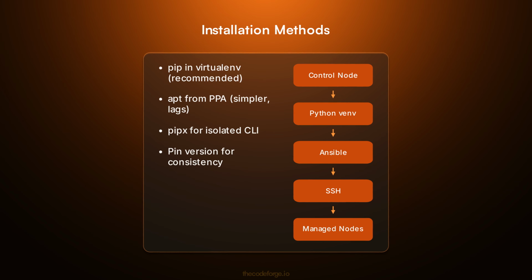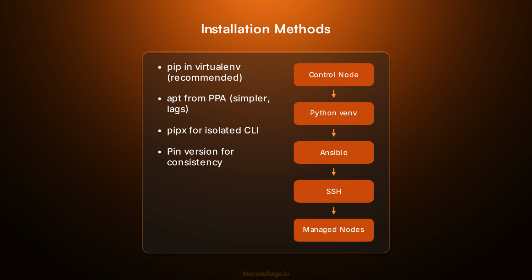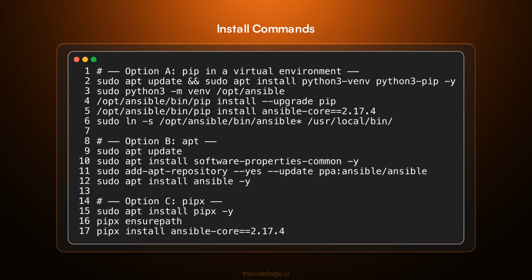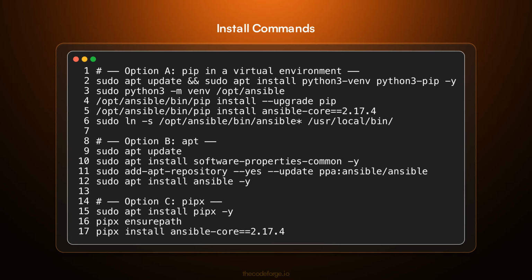For production control nodes, install Ansible inside a Python virtual environment. This gives you version pinning, isolation from system Python, and easy upgrades. The apt method is simpler, but version lags. Always pin your Ansible version to avoid surprises across environments. Here are the three installation methods. The recommended approach is the pip virtual environment method.